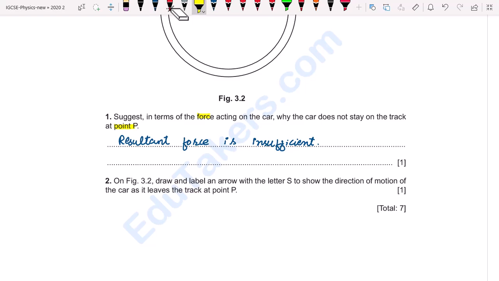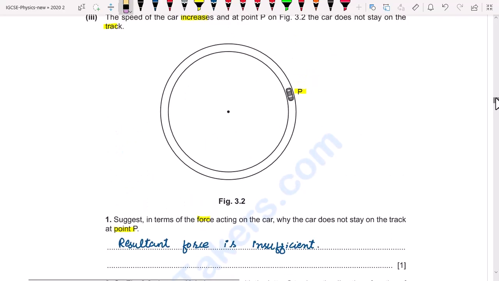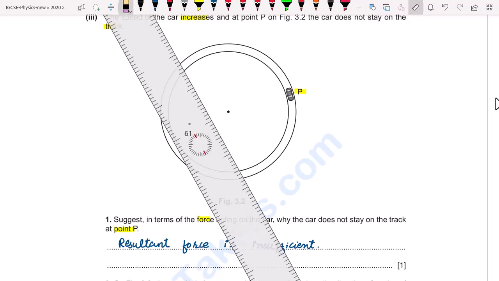Part 2. On figure 3.2, draw and label an arrow with S to show the direction of motion of the car as it leaves the track at point P. So in the figure 3.2, we have to label with S the direction of motion of car when it does not move in the circular path. So when it does not move into the circular path, then it will move in a direction that is tangent to that point P. So I draw a normal line at point P.